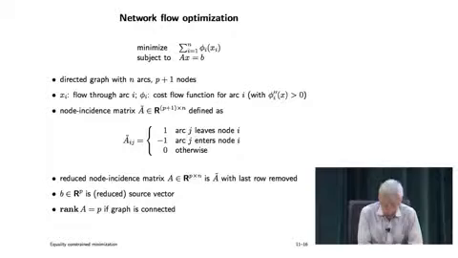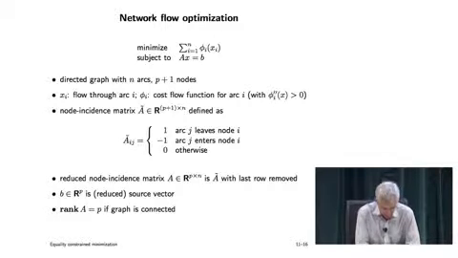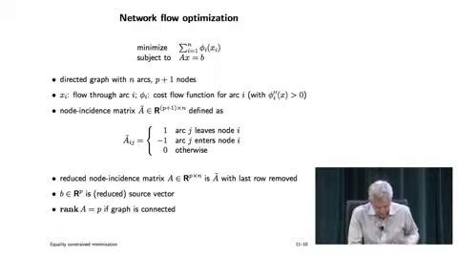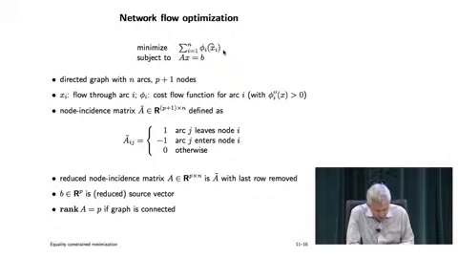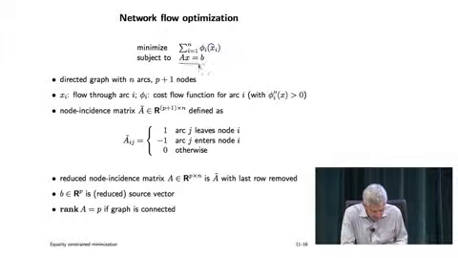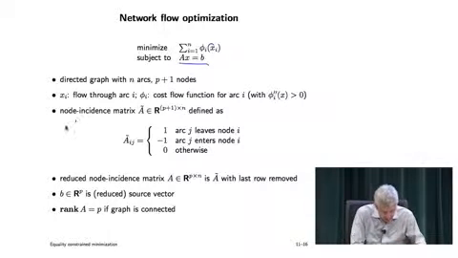All right, the next example is network flow optimization. So the idea is this. We have a network. We have flows. So x_i is the flow along arc or edge i here. Phi_i is a cost function for flow along that arc. And Ax = b. I'll say what A is. A is the node incidence matrix.